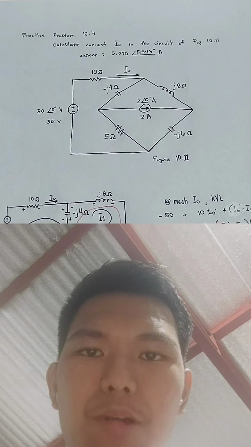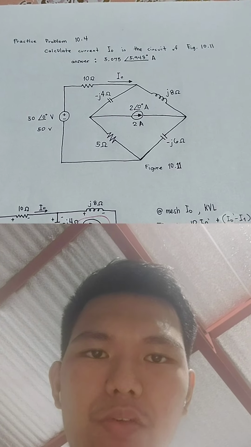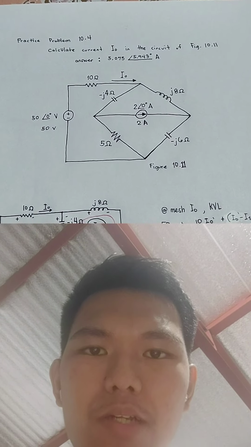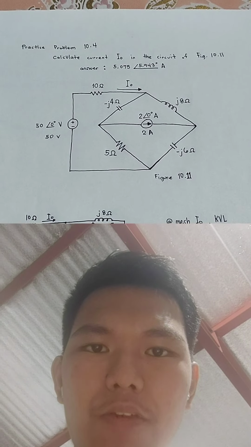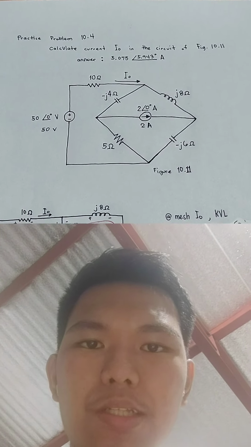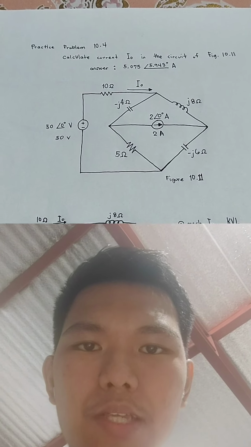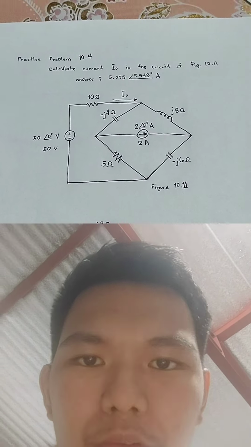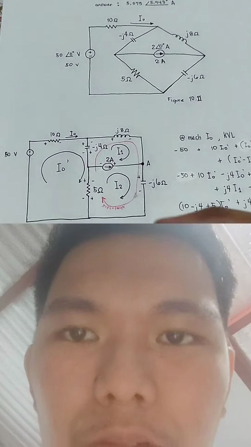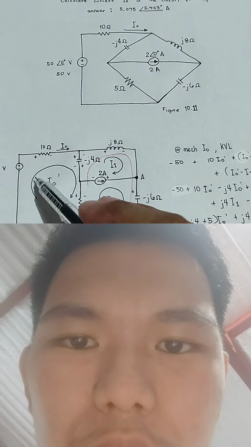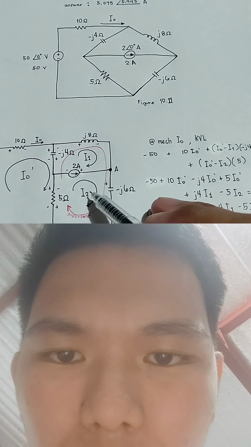For practice problem 10.4, calculate current Io in the circuit of figure 10.11. Our expected answer is 5.075 ∠ 5.943 degrees ampere. We will find current Io using mesh analysis. First, we will assign the flow of current: the Io, the I1, the I2.